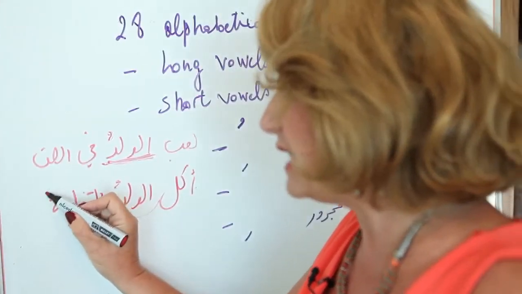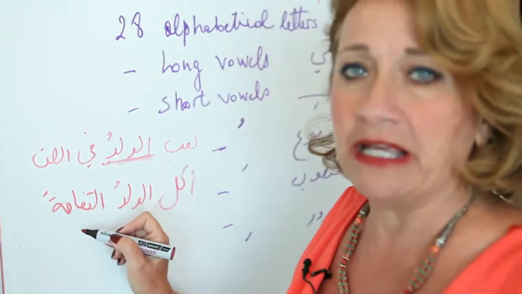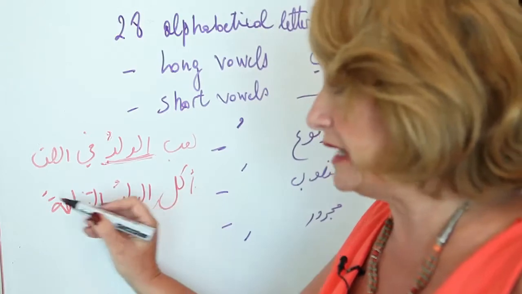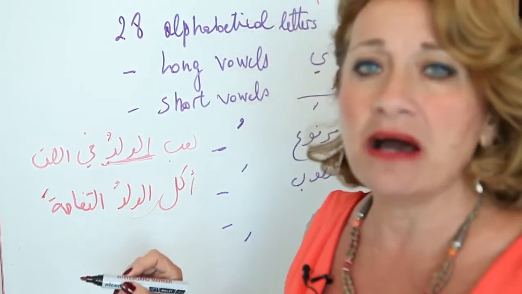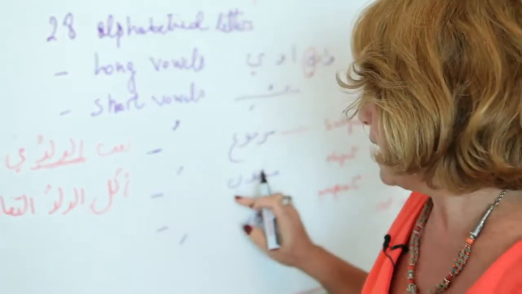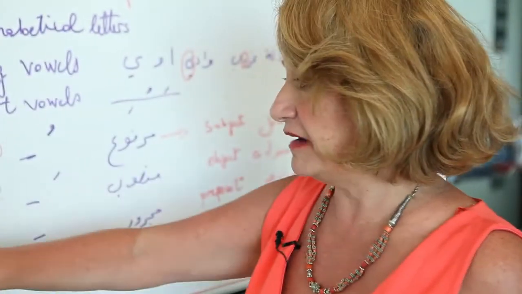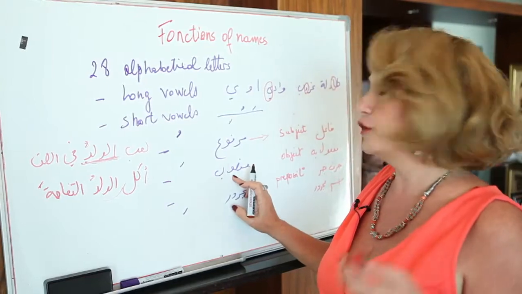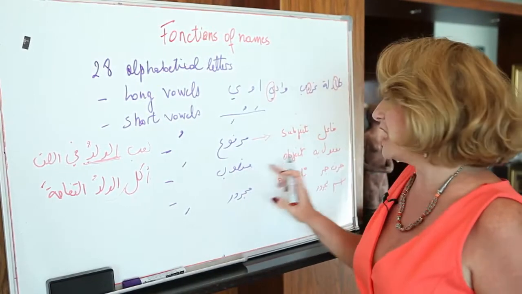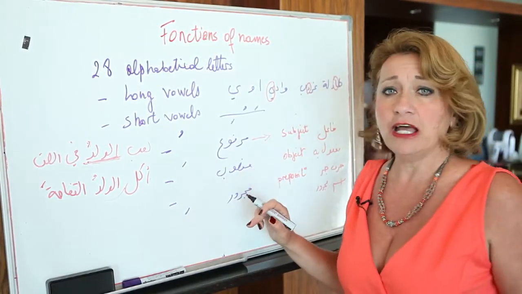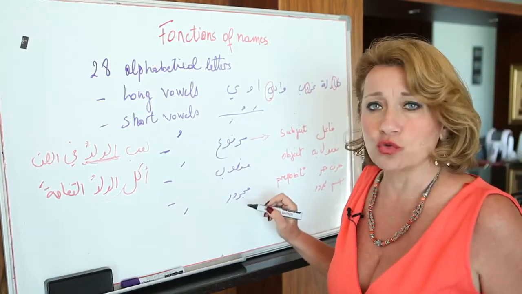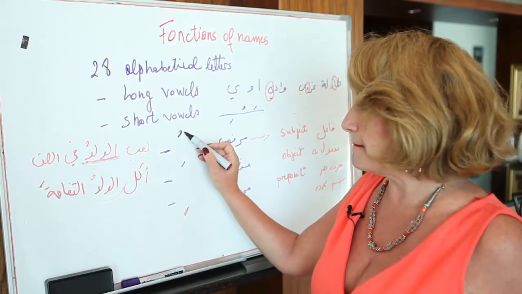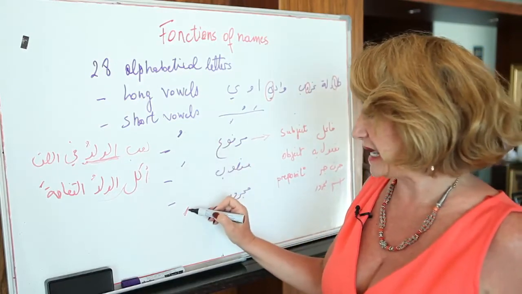And at-tuffaha is maf'ul bihi. We call it the object of the verb, maf'ul bihi. And the fatha is the mark that we call mansoob. Al-fatha is when it is mansoob. In general, all the objects of verbs are mansoob. And we have also majroor. Majroor is when we use al-kasra. This is damma, fatha, and kasra.